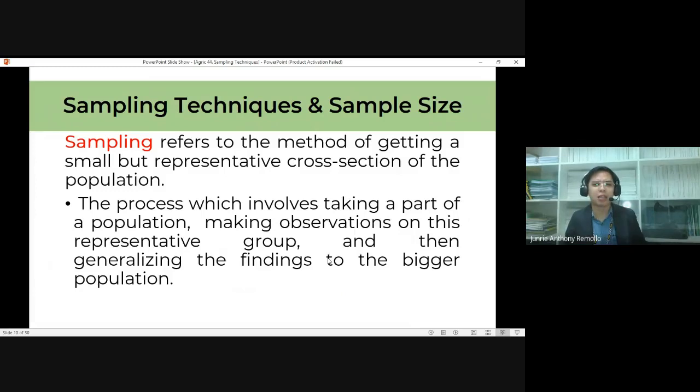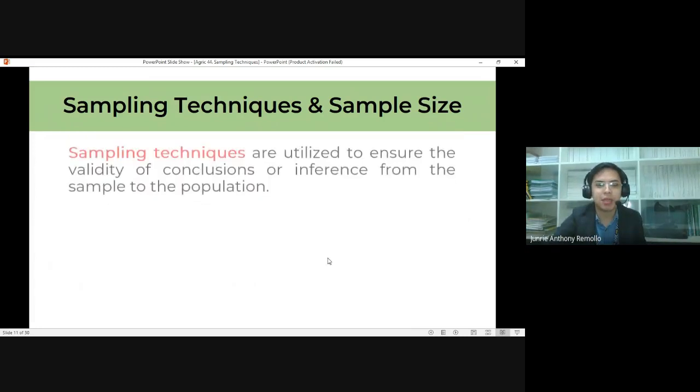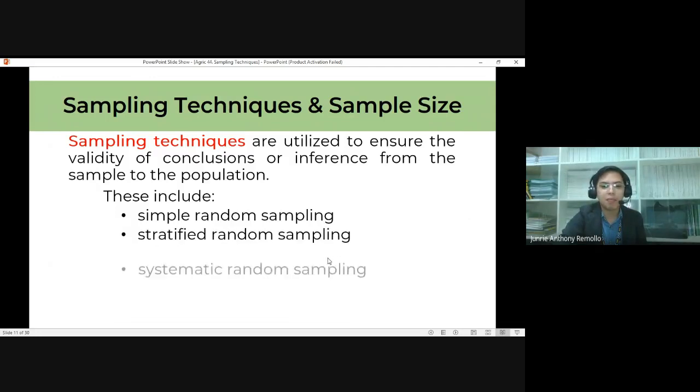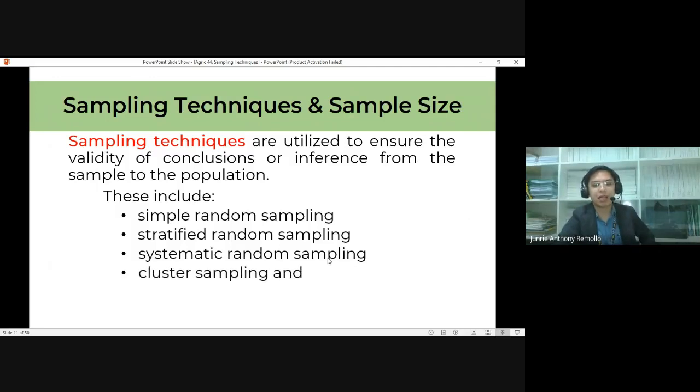So same principle about evaluating a particular population. We are actually focusing on the representative sample in order to better analyze what is in the entirety of a given population. So sampling techniques are utilized to ensure the validity of conclusions or inference from the sample of the population. So this includes simple random sampling, stratified random sampling, systematic random sampling, cluster sampling, and multi-stage sampling. So we will know what are the differences of these types of sampling techniques.